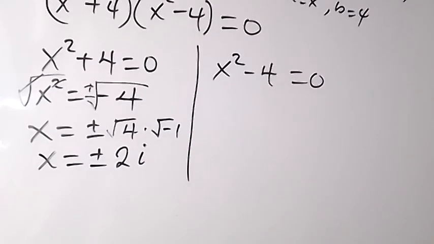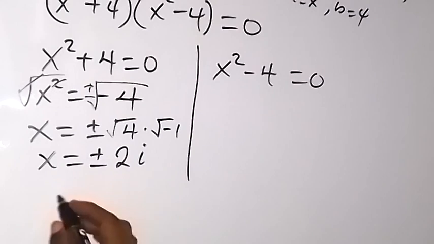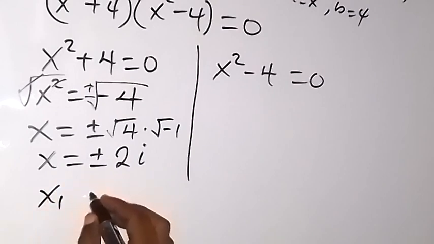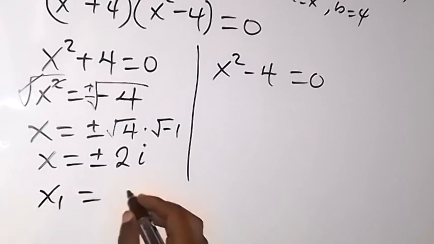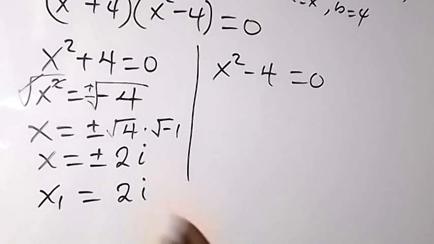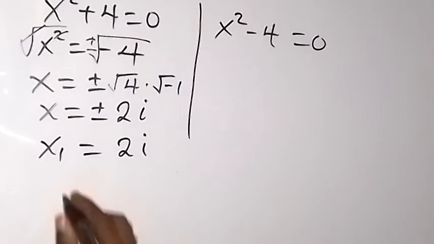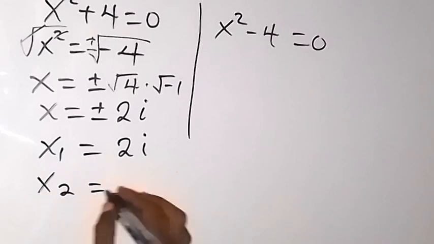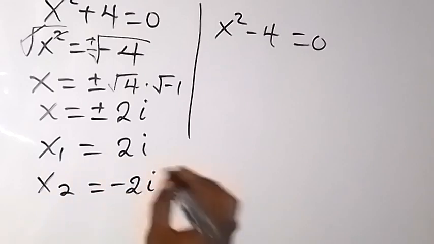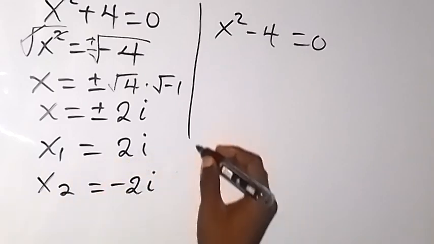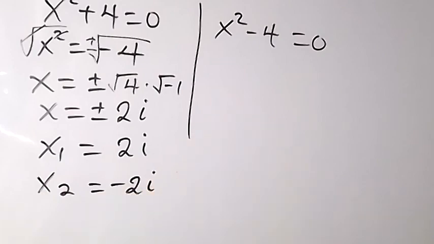So we have two solutions here now. The first one being x1 equals to plus 2i. And the second one, we have x2 equals to minus 2i. These are complex solutions, complex numbers, imaginary numbers.